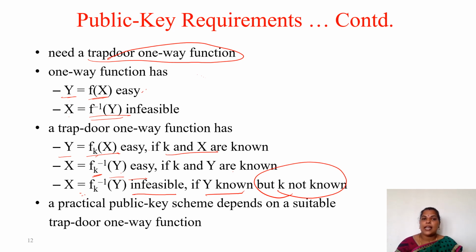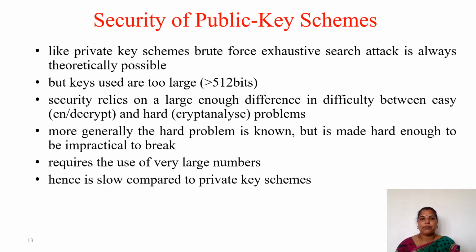The one-way function is x equals f inverse of y. Here, a trapdoor one-way function means f_k inverse of y, where k is not known. This is very, very important. Without knowing the key k, it is not practical to find out the plaintext. So a practical public key scheme depends on a suitable trapdoor one-way function. This concept is applied only in public key cryptographic schemes.